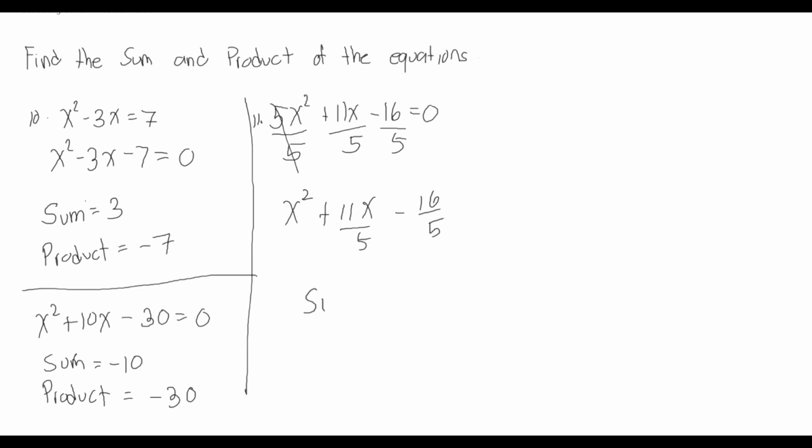So, your sum, kunin mo lang yung middle term, that's 11 over 5, baguhin mo lang yung sign. Your product now, kopyahin mo yung last term. That's negative 16 over 5. So I hope this will help you review for your upcoming exam.